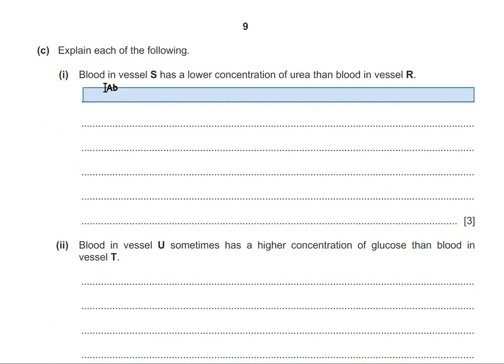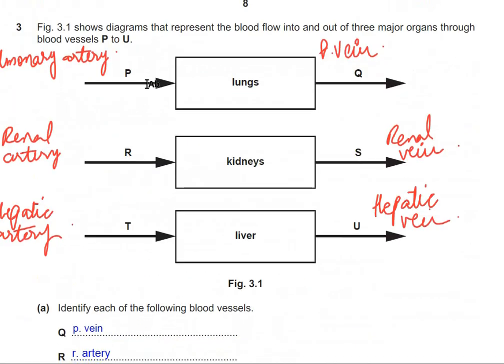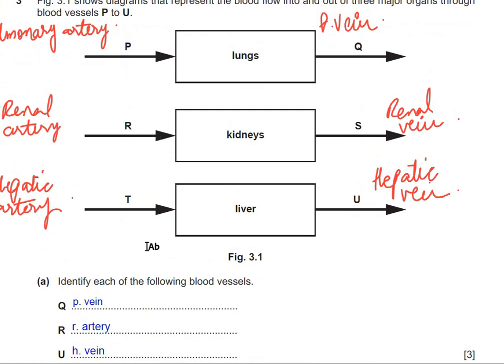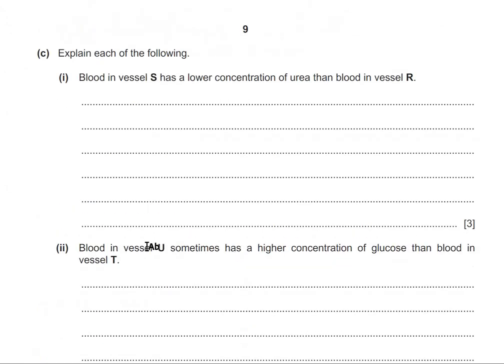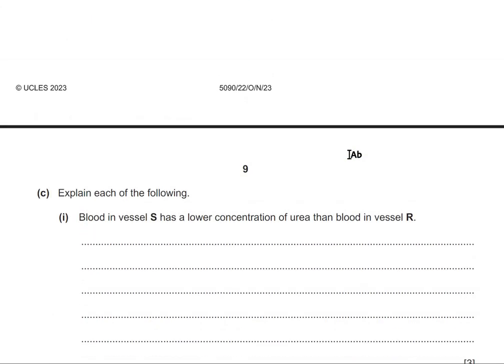Explain each of the following. Blood vessel S has a lower concentration of urea than blood vessel R. So what are S and R? S is the renal vein and R is the renal artery. So they are saying that S has a lower concentration of urea than blood vessel R. So why is that so?